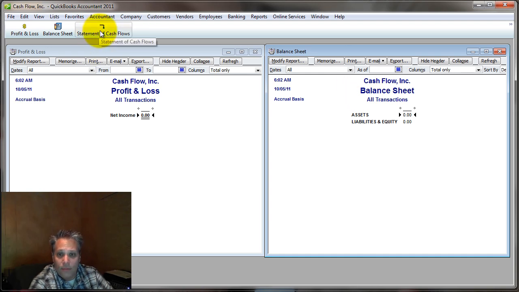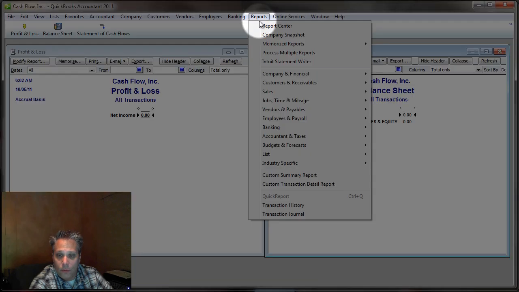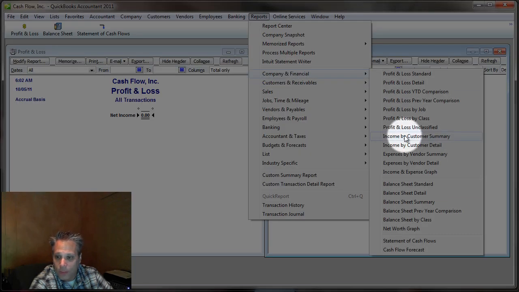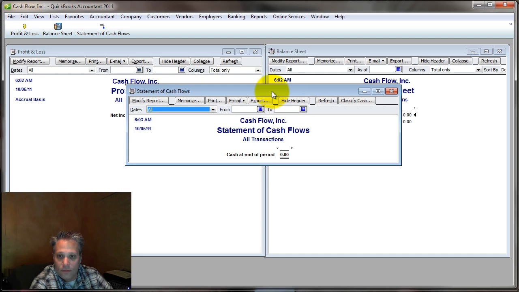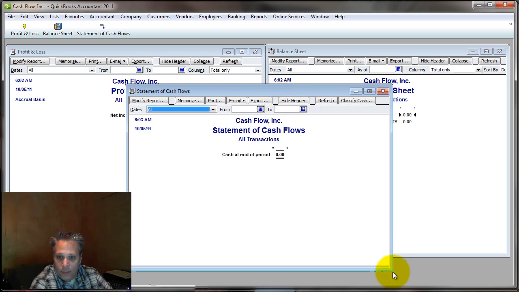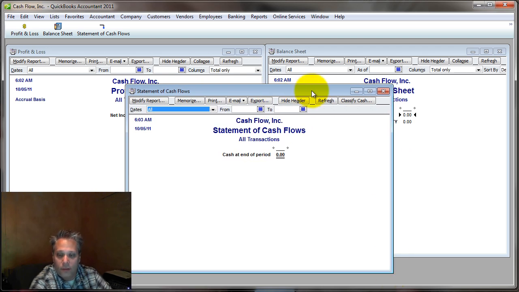And if I run my statement of cash flows, which you can do, by the way, in reports and under company and financial, it's way down at the bottom. Maybe that's why nobody ever notices it or pays attention to it. Or maybe it's just because they don't understand it. So I'm going to help you understand it. So that's how you can run your statement of cash flows. And notice, of course, that this is also blank. There's no transactions recorded on these books yet.